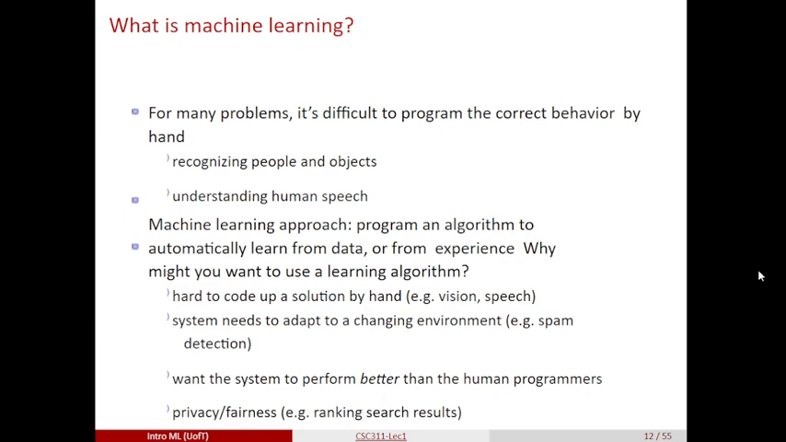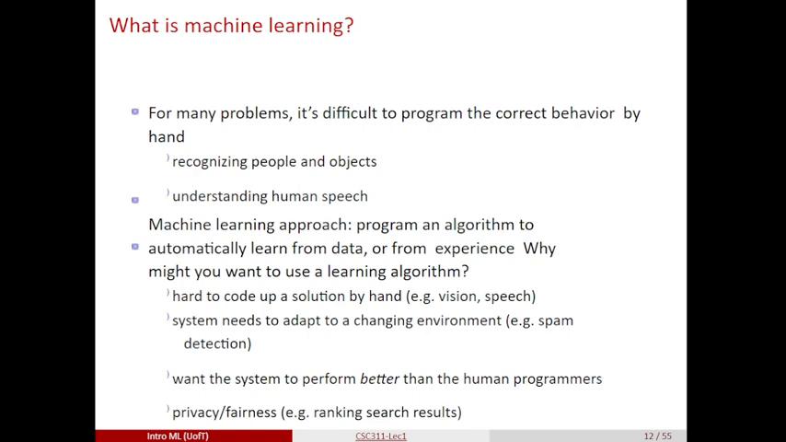So the reasons why you might want to use a learning algorithm: because it's hard to code up a solution by hand, for example, vision or speech. You want the system to adapt to a changing environment, for example, spam detection. That's what online chatbots are used for, especially on websites like Twitch. There are loads of chatbots out there that will monitor the chat to make sure that certain words or behavior aren't followed. Want the system to perform better than the human programmers? That's one of the ethical questions that's arising today, because the human programmers are worried that the artificial programmers are going to take their jobs.